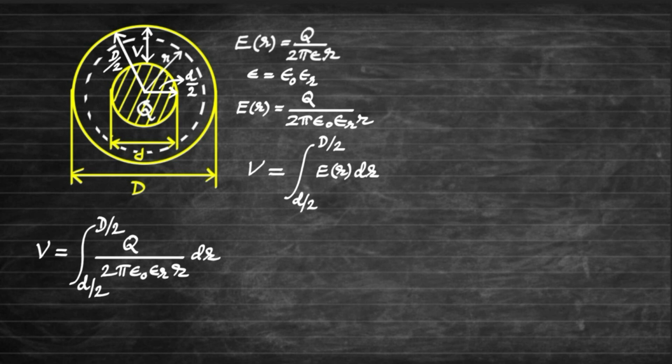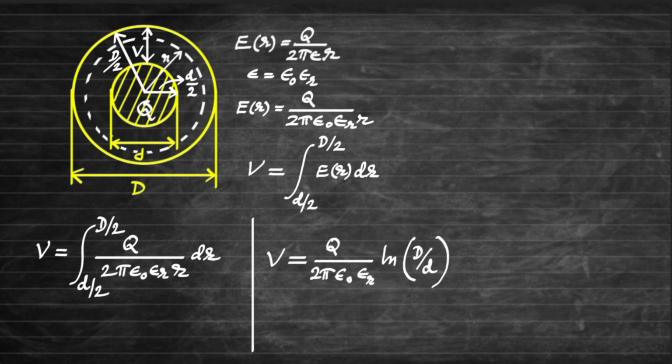If we evaluate this integration, the final expression becomes V equals q divided by 2 pi epsilon 0 epsilon r multiplied by natural logarithm of capital D divided by small d. Here we are not showing the intermediate mathematical steps of the integration. You can easily verify the calculation yourself in your exercise book.